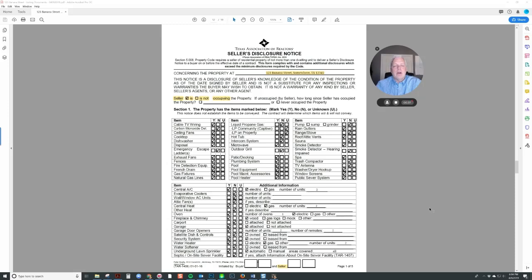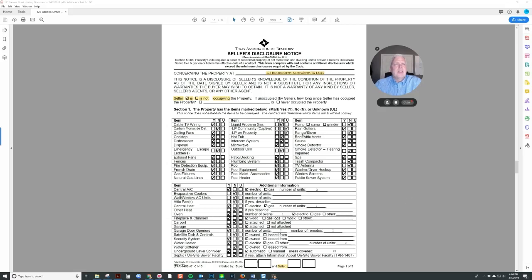Doesn't mean that you have to be a handyman or a craftsman or a repairman to understand whether any or all of this needs repairs, or if the property even has it. So it gives you options to say unknown, yes, no, things like that. Again, it's just to ask questions, and if you specifically do know that things need to be repaired, then this is the document in which that would be handled.